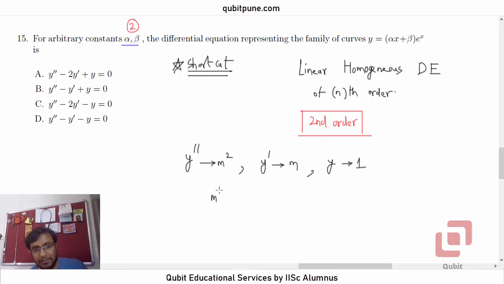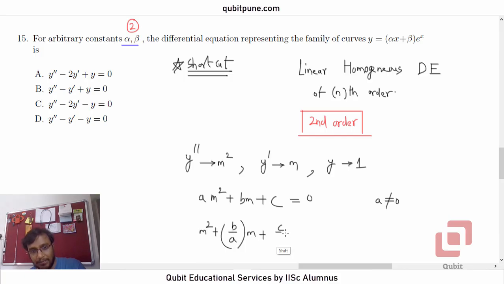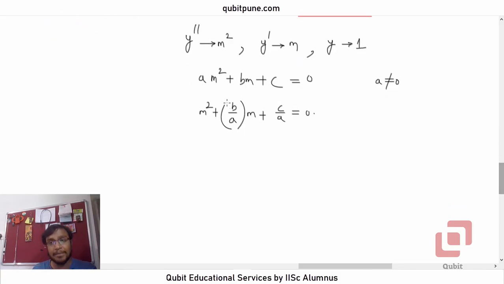You'll basically get a quadratic equation which could be of the form a m squared plus b m plus c equal to 0. We preferably make it m squared. Obviously we know that a is not equal to 0, otherwise it will not be a second order differential equation, right? So form it as m squared plus b by a into m plus c by a equal to 0, and we have to solve this equation. Now we know that a, b, c are real numbers, so we now consider three possibilities. First possibility is that the roots m1 and m2 are real and distinct.